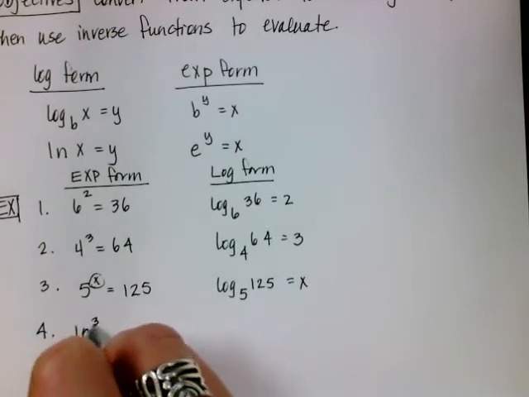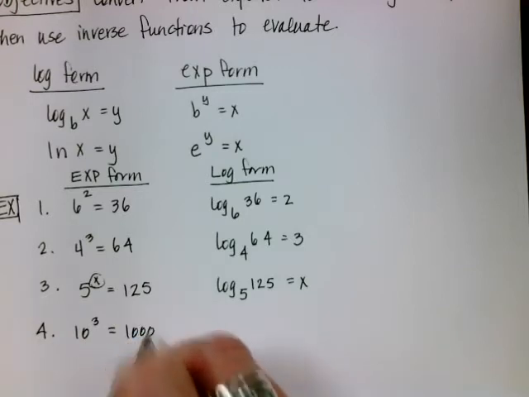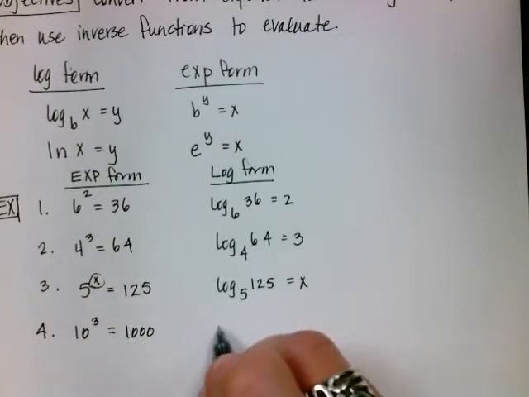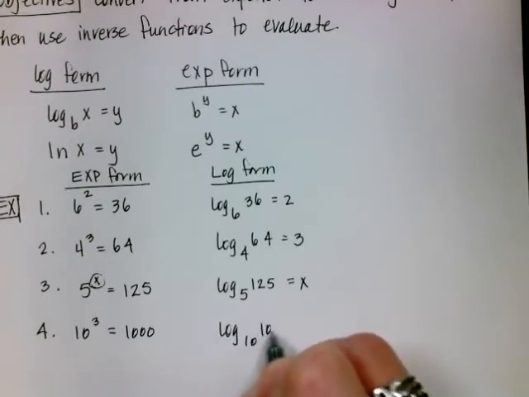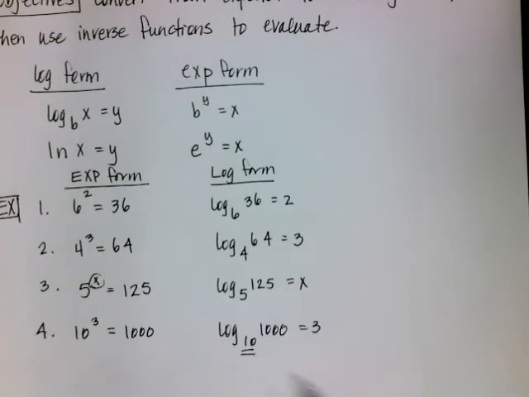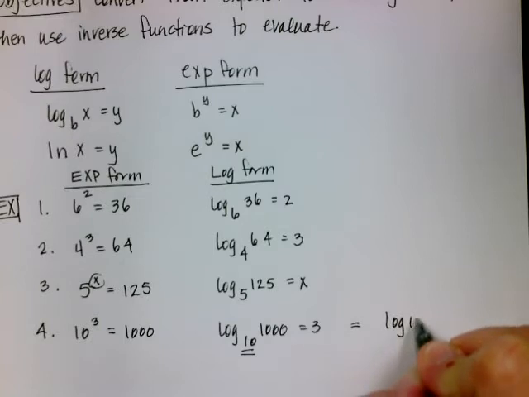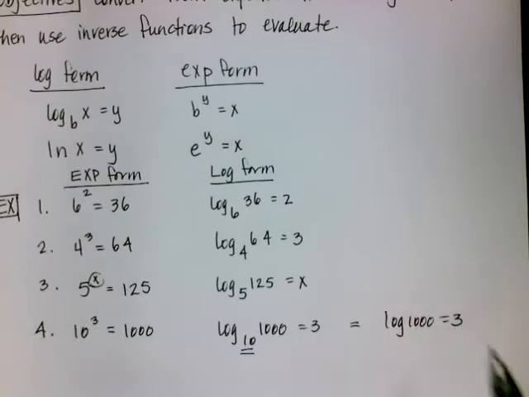If I had 10 to the third is equal to 1,000, I would rewrite that in log form as the log base 10 of 1,000 is 3. But we usually don't write base 10 because it's a common log, so I would write that as the log of 1,000 is equal to 3. Okay, so that was fairly straightforward.